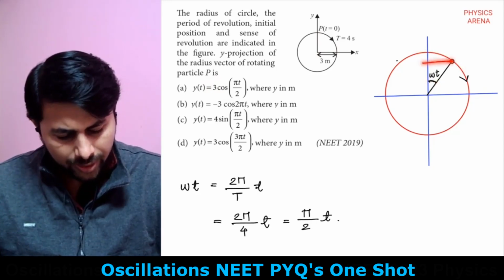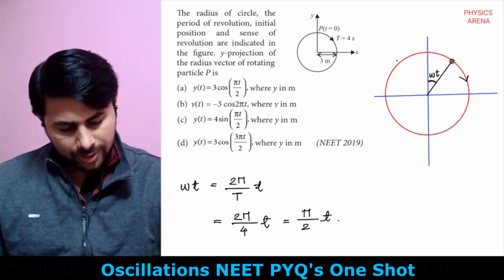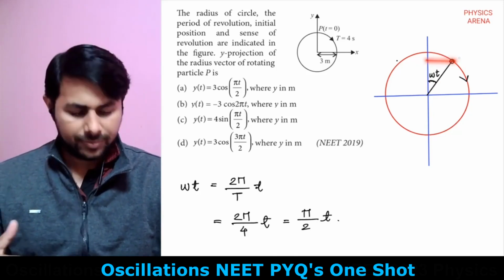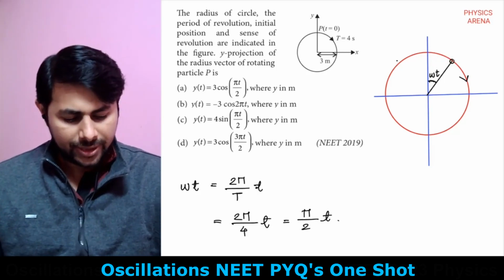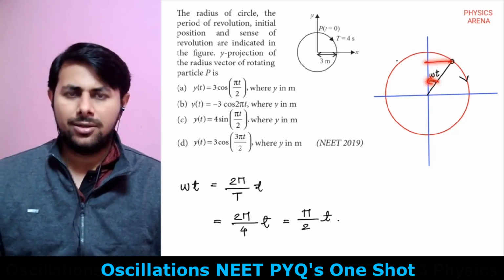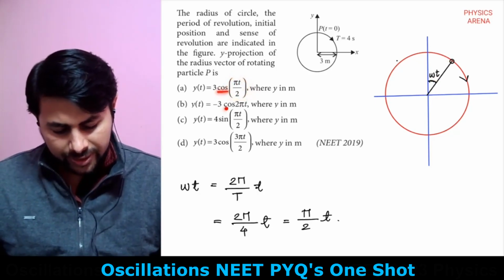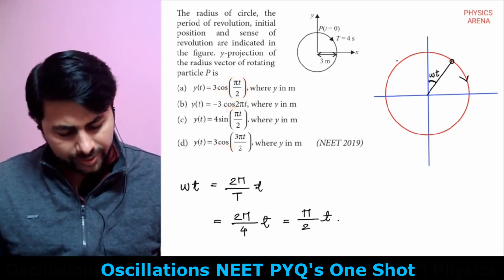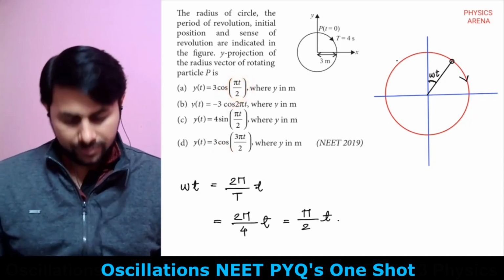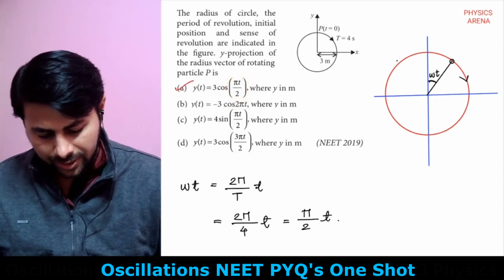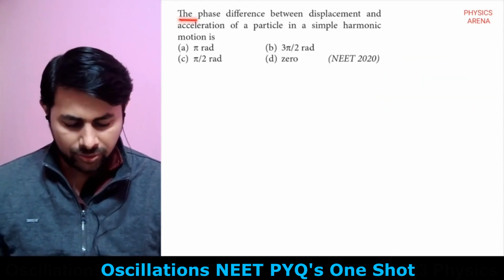So if you draw a perpendicular from here, you get y projection. So that will be r multiplied by cos of omega t, right? Because it is through this angle. Cos of omega t. So cos is there in this one, this one, this one, but the phase is right in this one only. And that's why it's option A. Let's see next question. This you have to tell me.